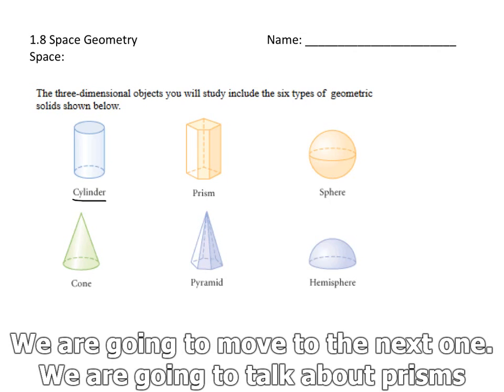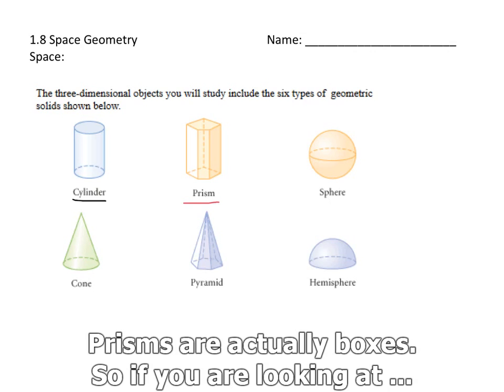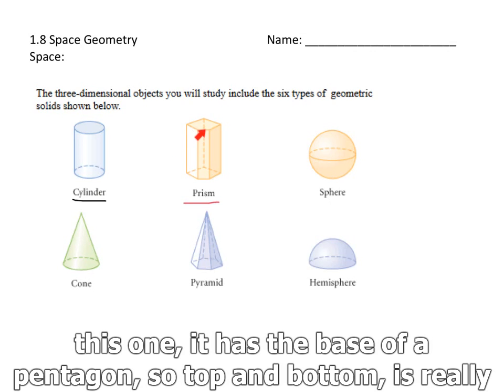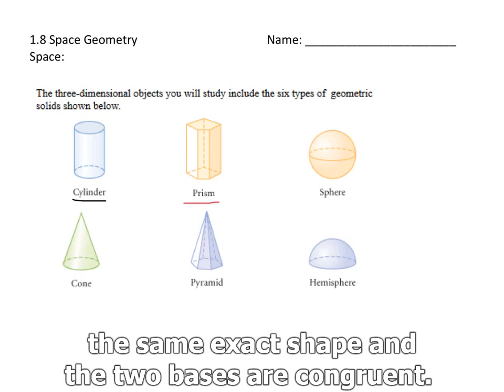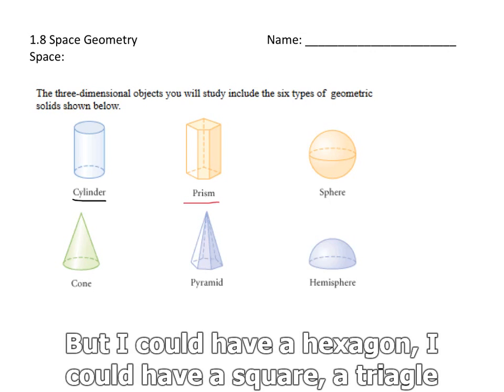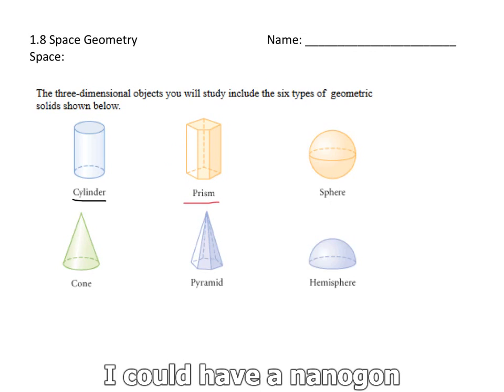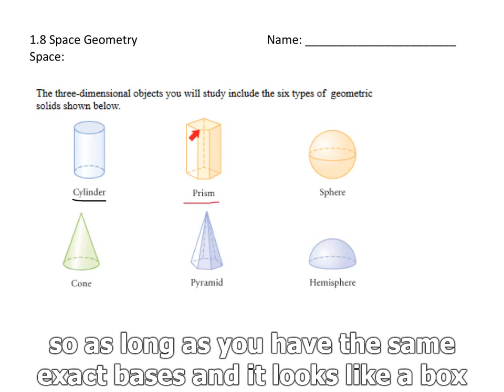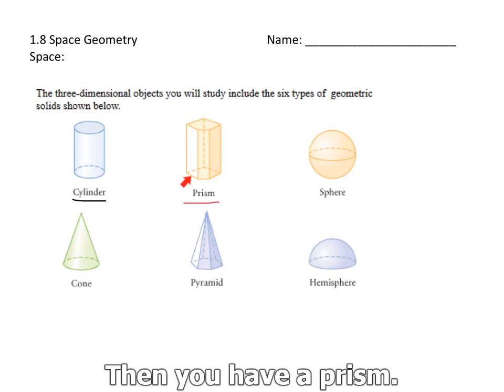Now moving on to the next one, we're going to talk about prisms. Prisms are actually boxes. So if you're looking at this one has a base of a pentagon, so top and bottom is really the same exact shape, and their two bases are congruent. But I could have a hexagon, I could have a square, I could have a triangle, I could have a nonagon. So as long as you have the same exact bases and it looks like a box, then you have a prism.